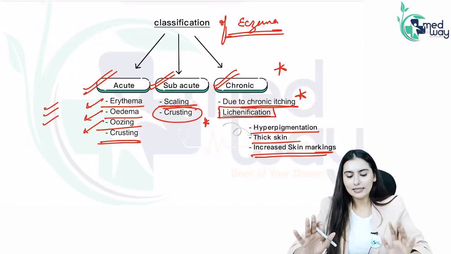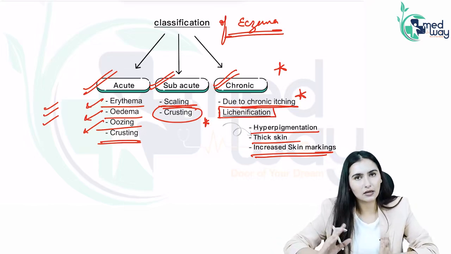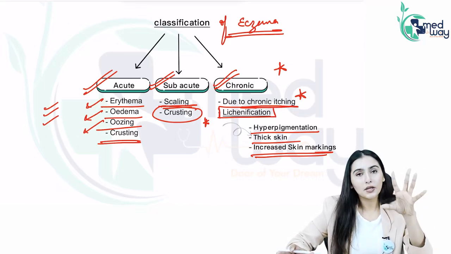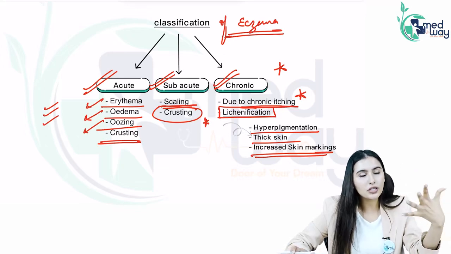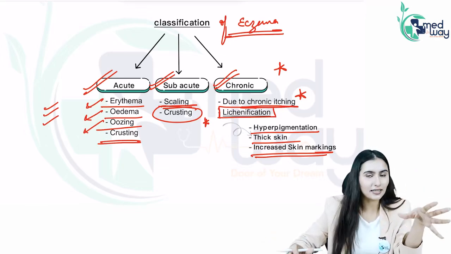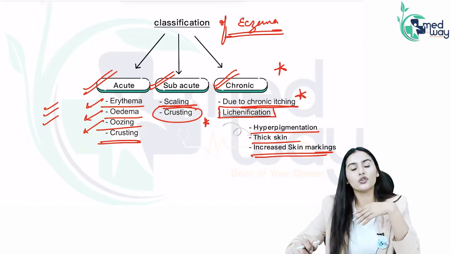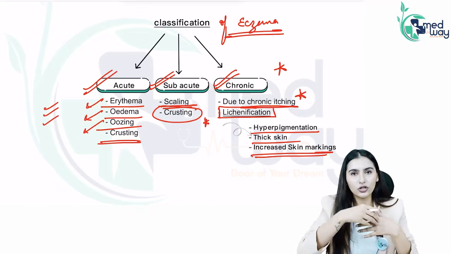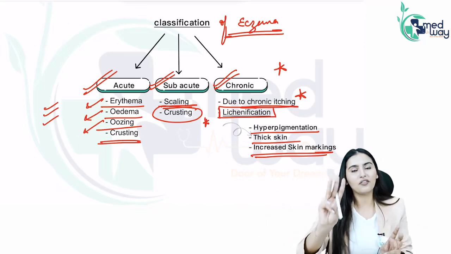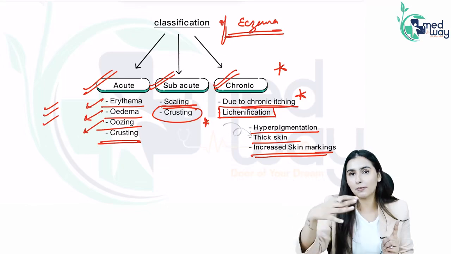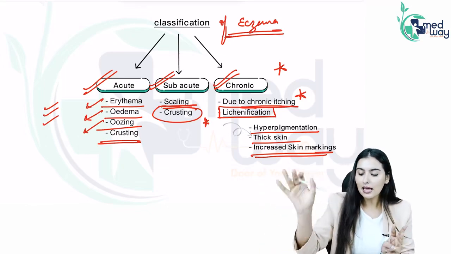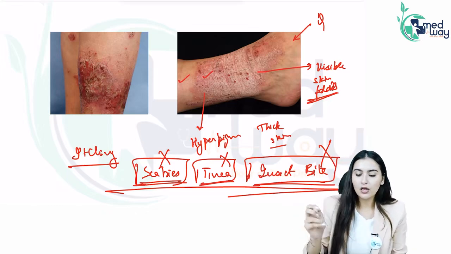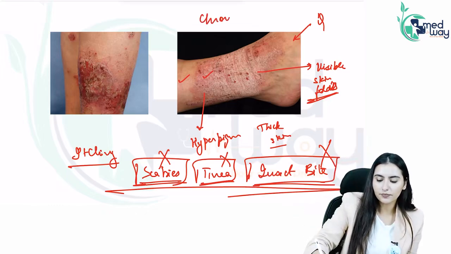Now see, we classified eczema as acute, subacute, chronic. Acute had the symptoms of rubor, calor, dolor. In subacute, all that subsided, the oozing formed crusts and scales came. And in chronic, the problem is chronic itching. In chronic eczema, the problem is chronic itching. So you have lichenification. Lichenification has three main things: there is hyperpigmentation, there is thick skin, and there are increased visible skin folds or markings. So this is chronic eczema.